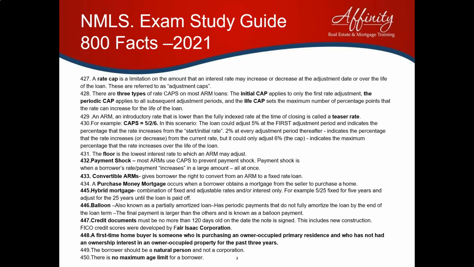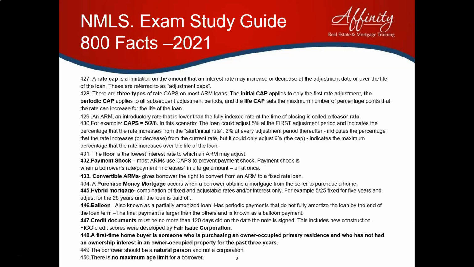Payment shock. Most ARMs use caps to prevent payment shock. Payment shock is when the borrower's payment increases in a large amount all at once. Convertible ARMs give borrowers the right to convert from an ARM to a fixed rate loan. Purchase money mortgage occurs when a borrower obtains a mortgage from the seller to purchase a home. Hybrid mortgage is a combination of a fixed and adjustable rate and may be interest only. An example is a 5-year fixed that stays fixed for 5 years and then adjusts for the 25 years after.